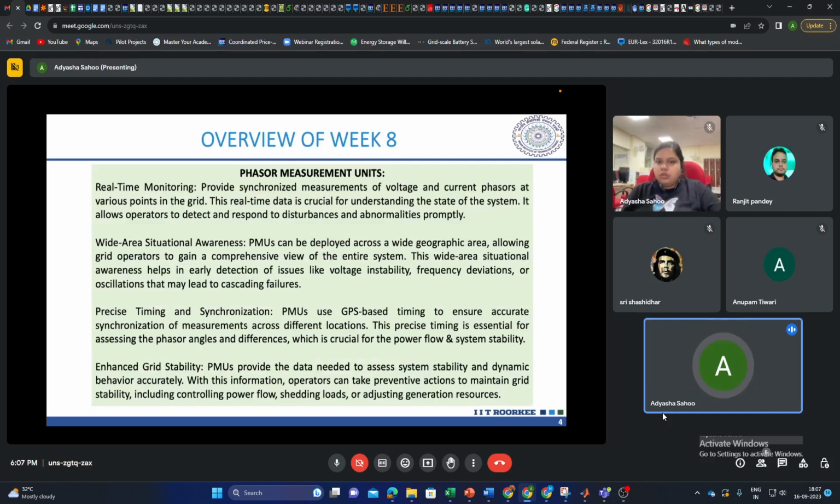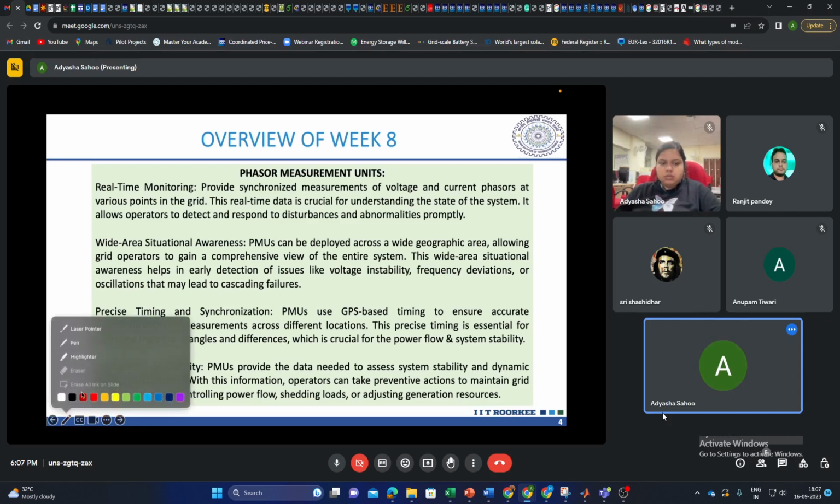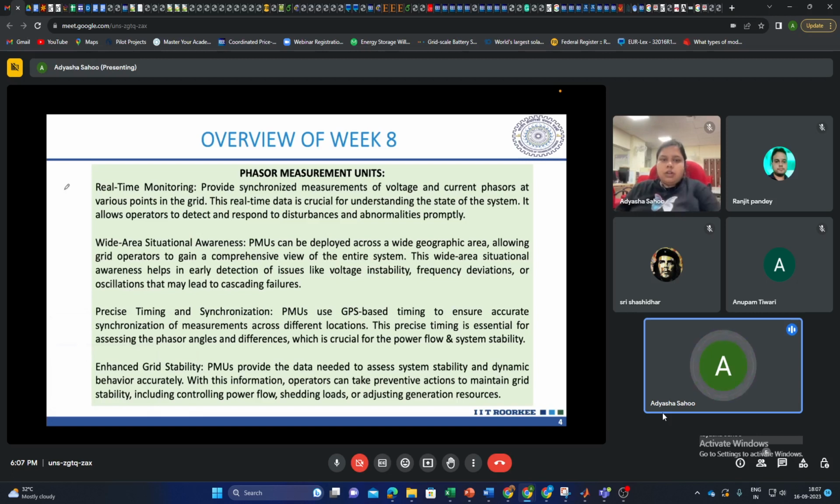So the first module was the optimal placement of phasor measurement units, that is PMUs. First we'll look into why we require these PMUs in our system. Firstly, for real-time monitoring, we saw this in the previous lectures as well. Since they provide real-time measurements of voltage and current phasors at various locations in the grid, using these measurements we can know the state or health of the grid. So they facilitate the real-time monitoring of our power grid, and they also help with wide area situational awareness.